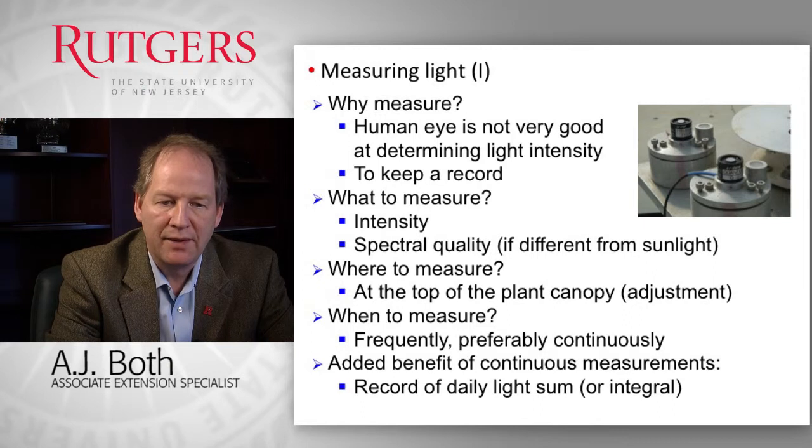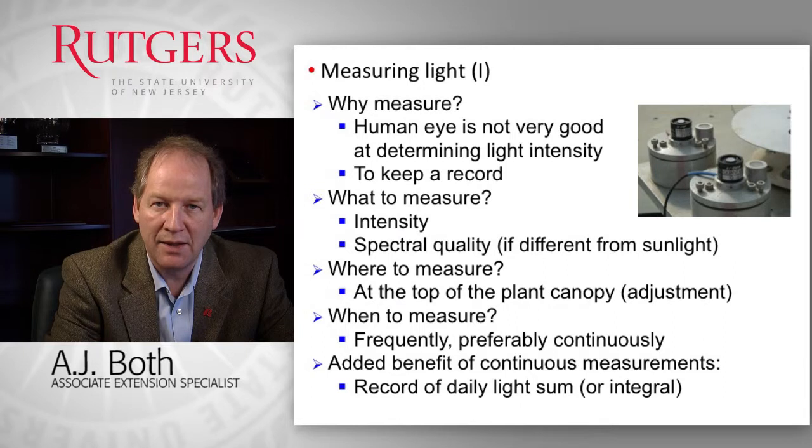So why do we measure light? And how do we measure light when we talk about the light environment for growing plants? Well, first of all, the human eye, which is our light sensor, is not very good at determining differences in light intensity. And our human eye is perfectly happy functioning at very low light intensities that would not be sufficient for plants to do enough photosynthesis to grow and develop properly.